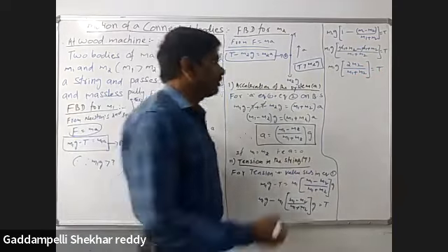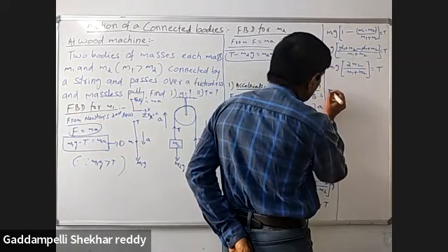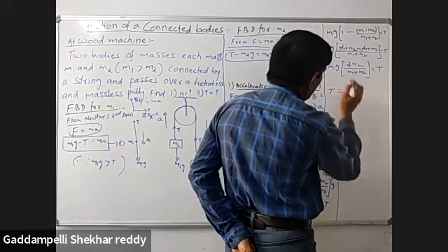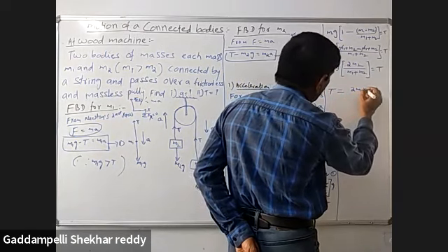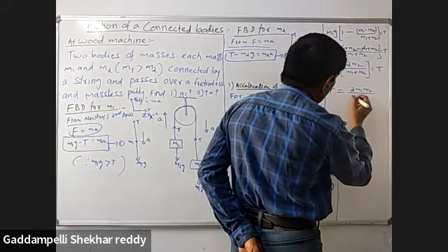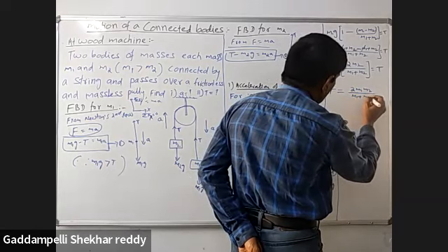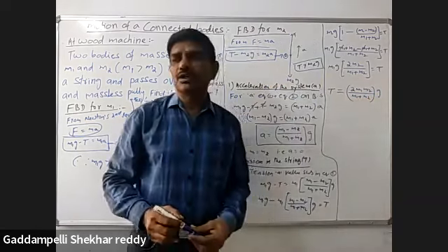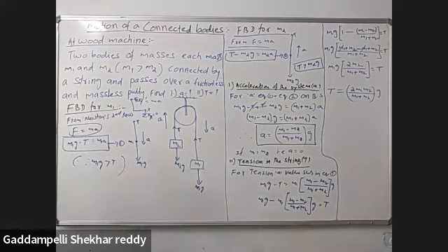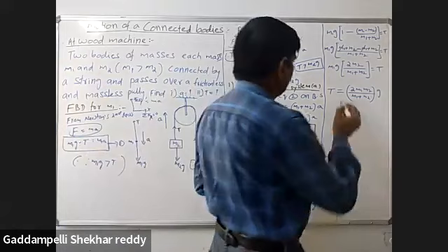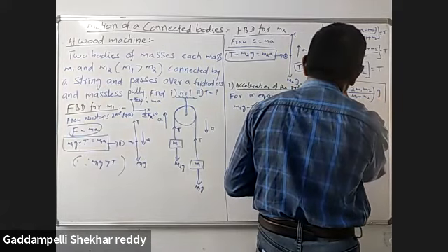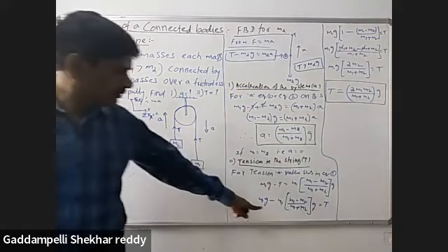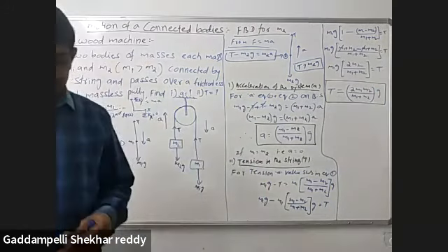So simply we write T is equal to 2 m1 m2 by (m1 plus m2) into g. This is the tension in the string of the two body system. So like this is the acceleration, and this is the tension in the string.